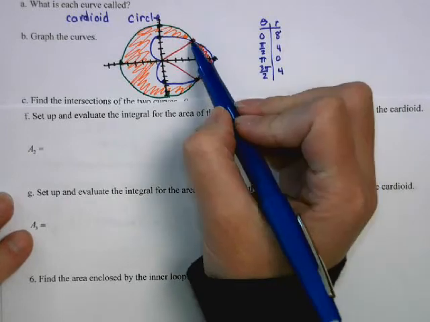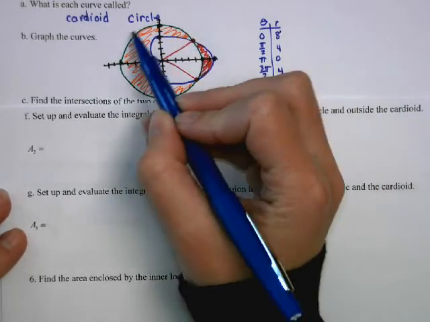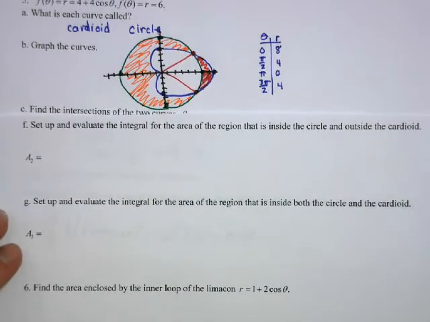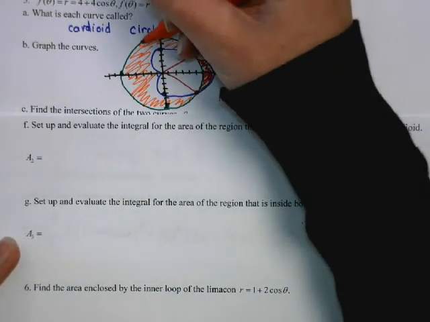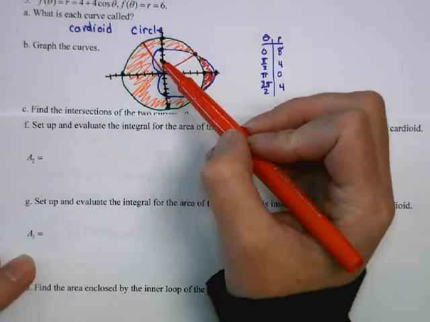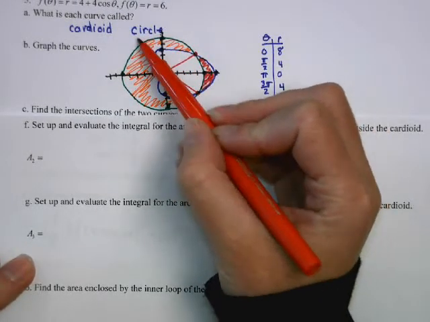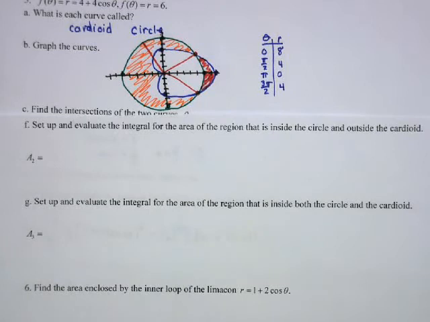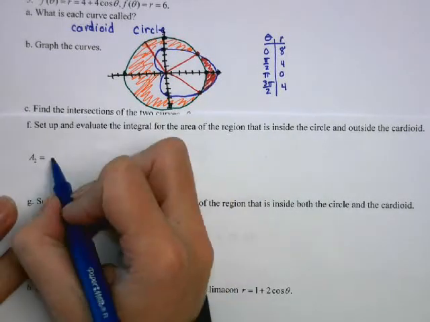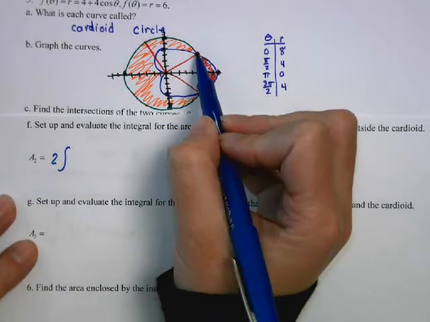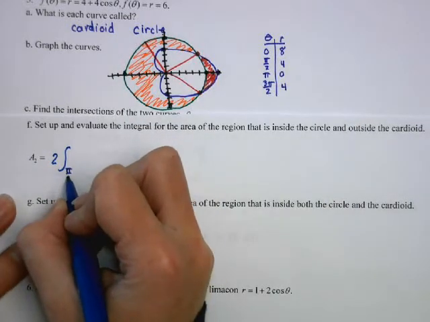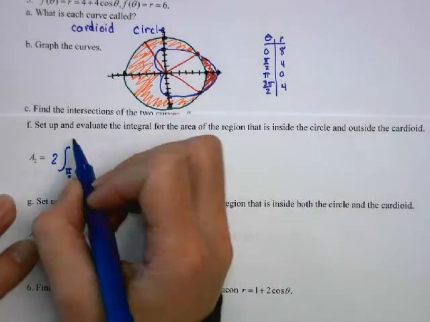So I'm just going to do the top half here. And if I draw a cross section, I probably should have done this in the last one. So let's just say I pick a random thing here. The outside minus the inside. So that's what we're calculating. So I'm going to do 2 times the integral. For the top half, it's going to be from this theta, which is pi over 3, to this theta, which is pi.